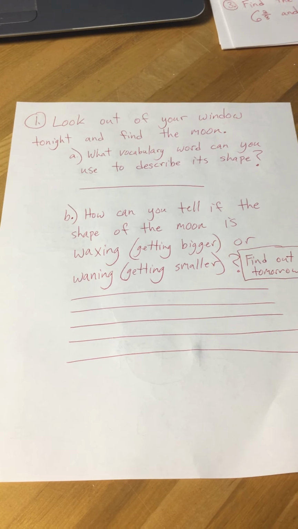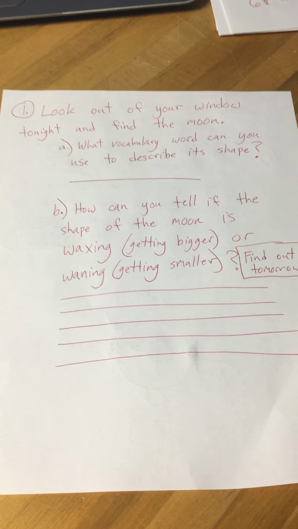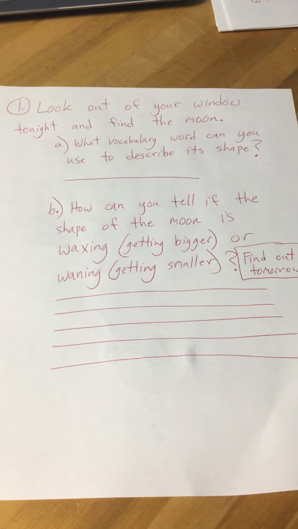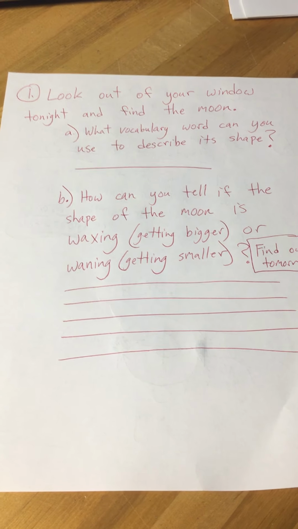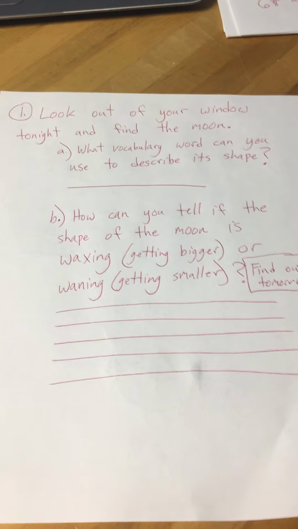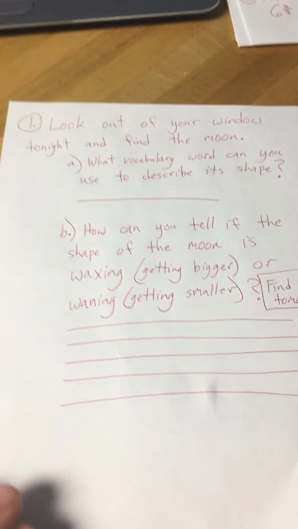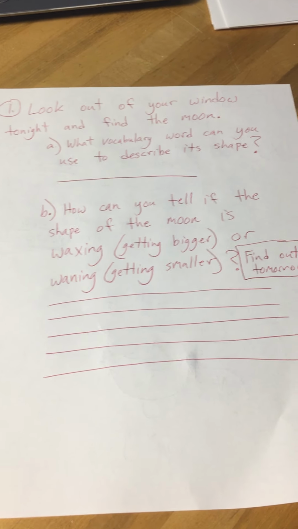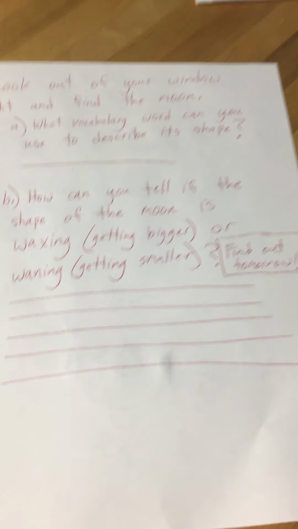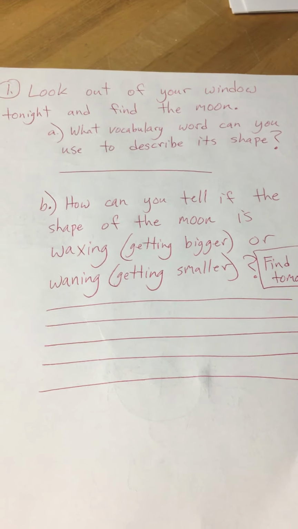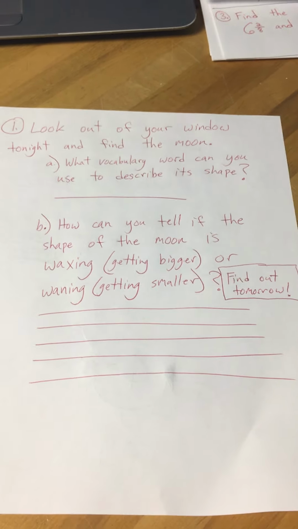Okay, so number 1 says, look out of your window tonight and find the moon. Part A, what vocabulary word can you use to describe its shape? So think of the vocabulary we had today. What word can you use to describe the shape of the moon tonight when you go outside and look at it? All right, and part B, how can you tell if the shape of the moon is waxing, getting bigger, or waning, getting smaller? And we will find out tomorrow.